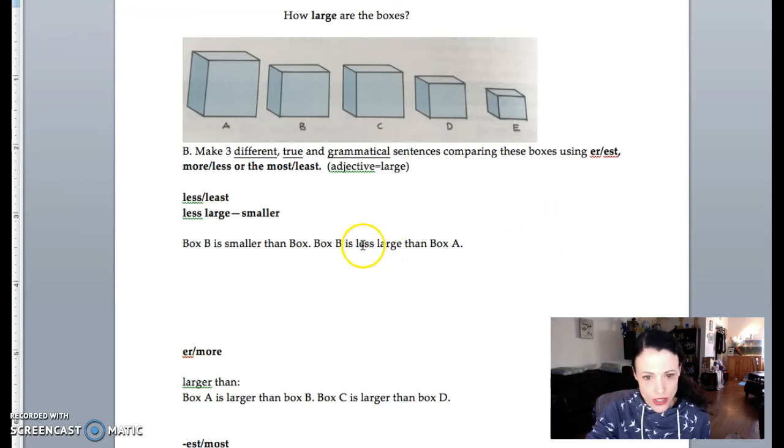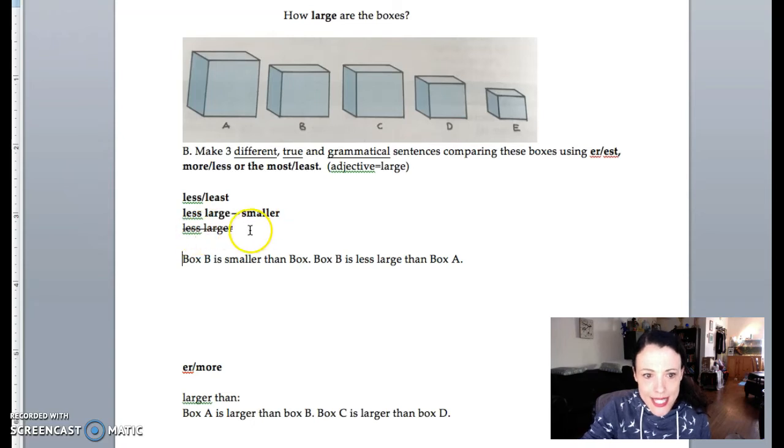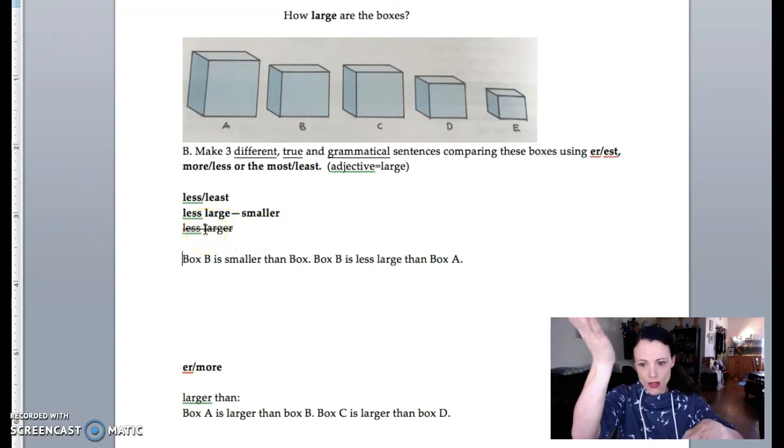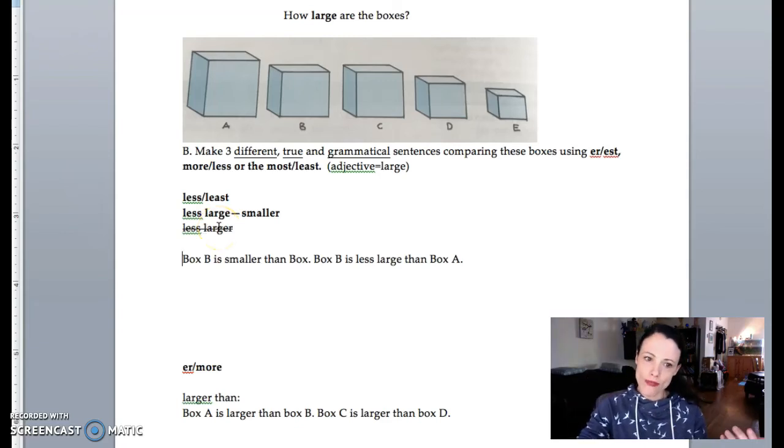Now, what you cannot do is say less larger. That's not possible. This is a cross-out situation. No, thank you. Okay? Why? Because ER means more, and less means down. So it doesn't make sense. Something is larger or it's smaller. Something is larger or it's less large. Okay.